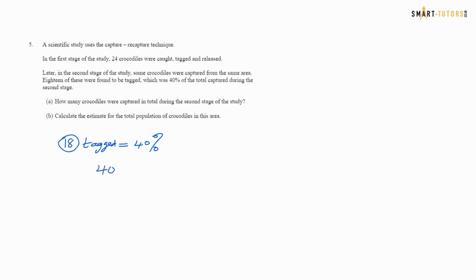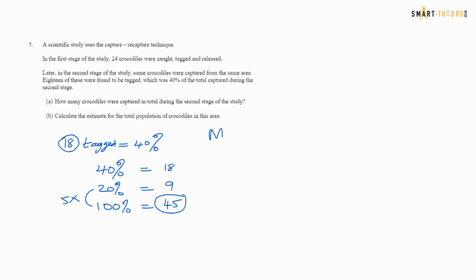So the easiest way to do it: 40% is 18, means 20% is half of it, which is 9, and for 100% you need to times it by 5. So 100% is 5 times 9, which is 45. So 45 is the total number of crocodiles caught in the second stage.